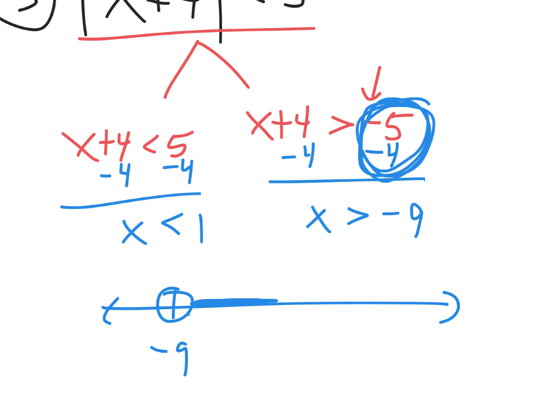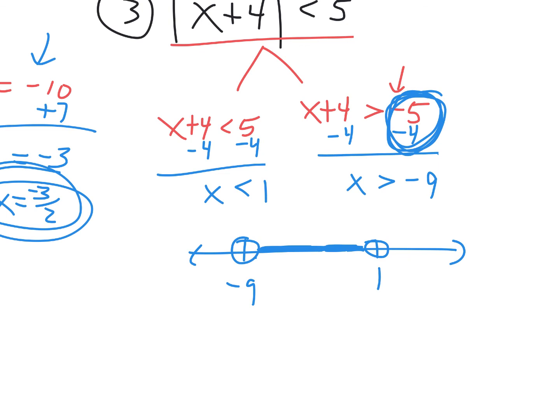And less than 1, well, here's where 1 is in my world. And less than that means this way. And they kind of meet up together, and there's my answers between negative 9 and 1. And why didn't I fill them in? No equal signs. All right, I think you got the idea.